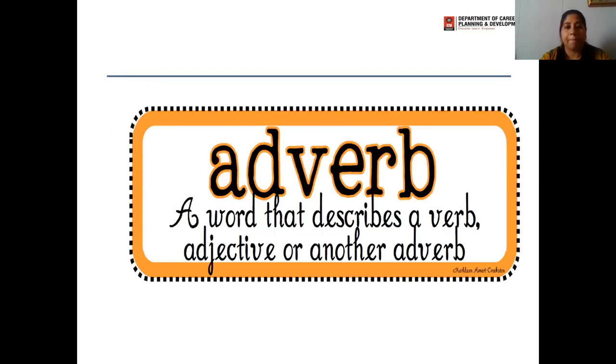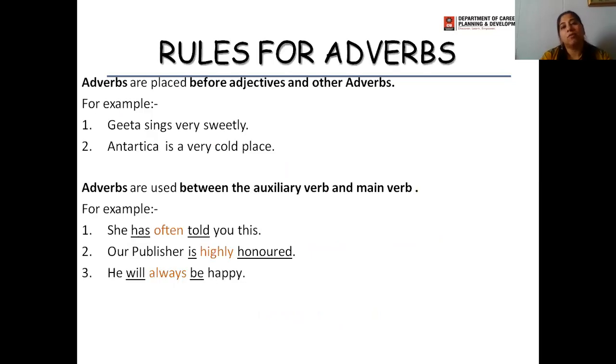Okay. Next, we come to adverbs. A word that describes a verb, adjective, or adverb is itself an adverb. Let us go quickly and understand the basic concept of how to use adverbs. Adverbs are always placed before the adjectives, verbs, or adverbs that they are going to define. So any word that is defining an adjective, adverb, or verb is an adverb, right?